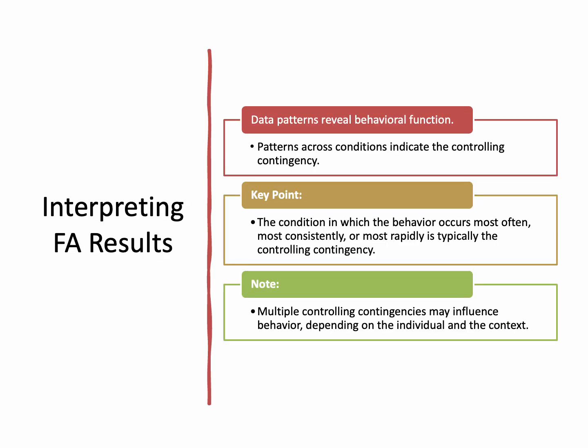Okay, so interpreting FA results. Like I mentioned, there's going to be different patterns that you should be observing across different conditions, and that will indicate the controlling contingency. There might be multiple controlling contingencies that will influence behavior. Usually we're looking for one, but it really depends on each behavior. Sometimes there are behaviors that occur for different functions. So it might occur to gain attention from an adult, and it could also occur to get escape from a demand, right? So we have to look out to see if there are multiple functions of the behavior or if there is one function of the behavior.